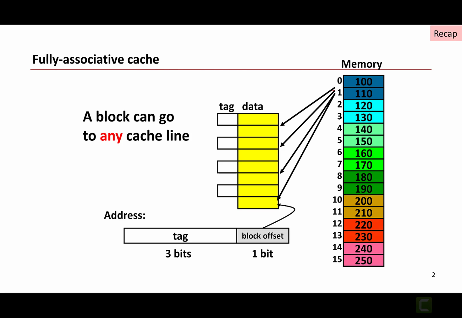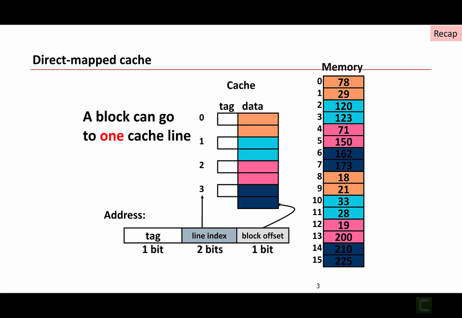meaning if it is a cache hit or not. The upside is, of course, that because I have this luxury to store a cache block anywhere I want, generally a fully associative cache would give you a higher cache hit rate compared to the direct mapped cache and the set associative caches.